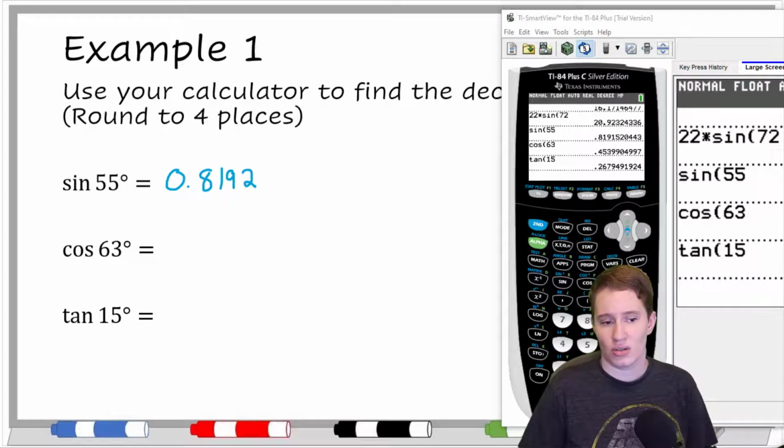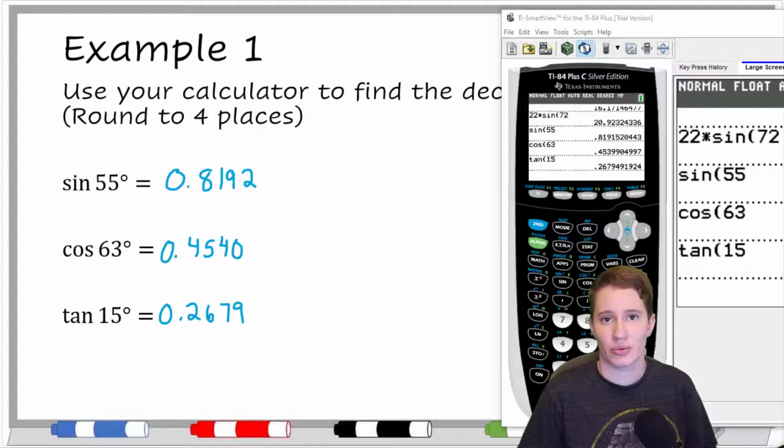Sine 55 is 0.8192. Cosine 63 is 0.4540. Tangent 15 is 0.2679.